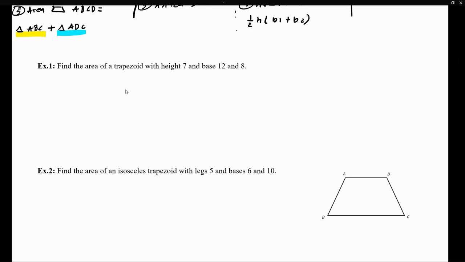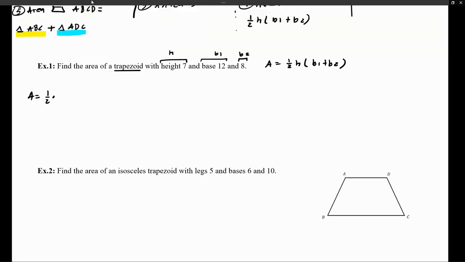So here we want to find the area of a trapezoid. All we know is that it has a height of 7 and it has a base of 12 and a base of 8. Well, recall what we discussed previously, that the area of a trapezoid is defined as this. Let's plug in what we know. Then the area is 1/2 times h, which in this case is 7, times b1, which is 12, plus b2, which is 8.